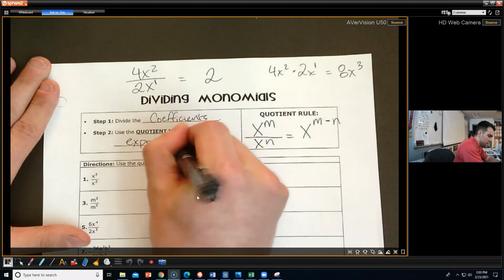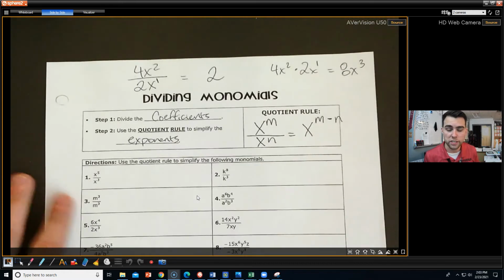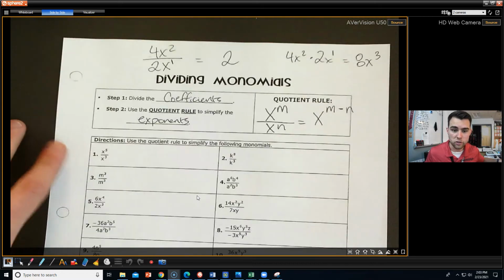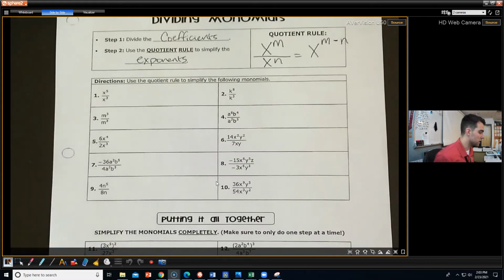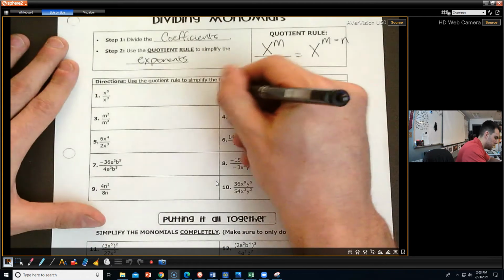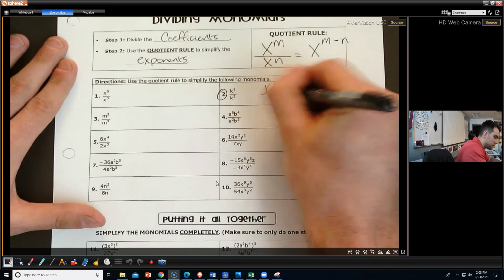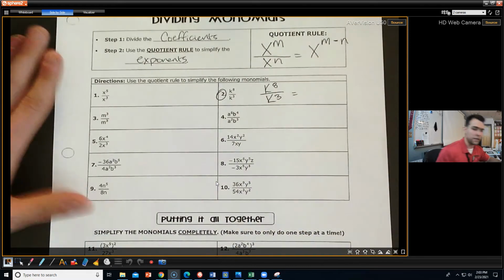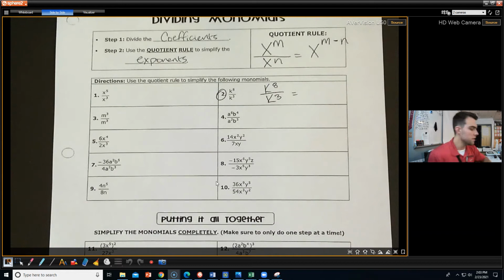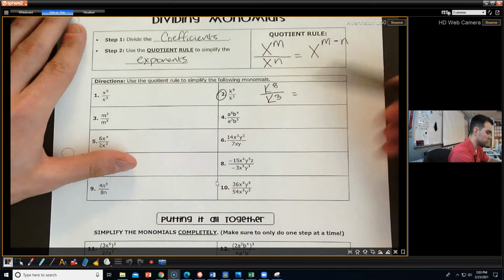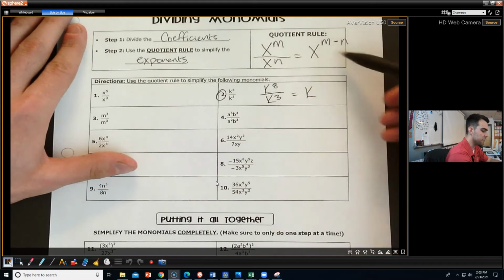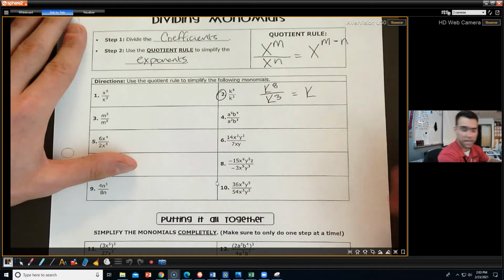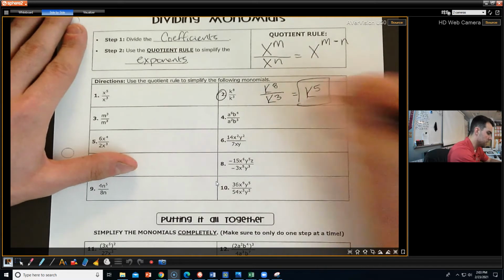So that is the quotient rule to simplify the exponents. Let's go over a couple of examples. If I am talking very quickly, you should pause the video, write this stuff down, and rewind. Let's look at number 2. I have k to the 8th power divided by k to the 3rd power. Again, no coefficients, but we do have exponents, so using my quotient rule, this is k to the 8 minus 3 power, which is k to the 5th power, and that guy is complete.